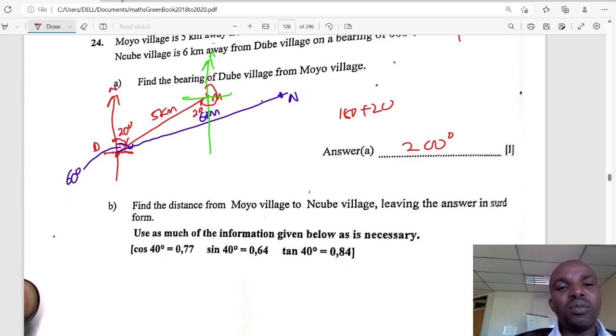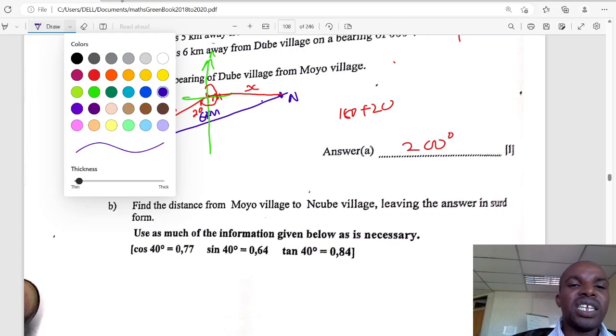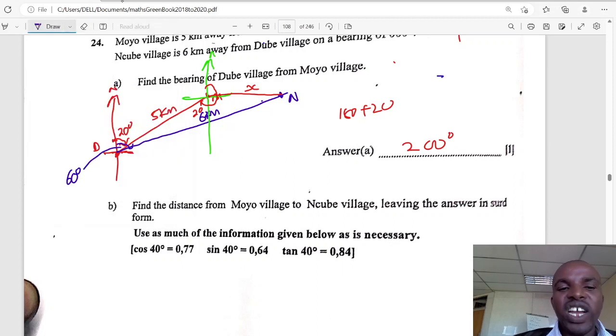Next, find the distance from Moyo village to Ngube village, leaving your answer in surd form. So it's this one. I join Moyo and Ngube. I can call the distance x in this case. I have my angle. So if this angle is 60, then this angle is supposed to be 60 minus 20, which is 40 degrees, right? Aha. So I can use my cosine.